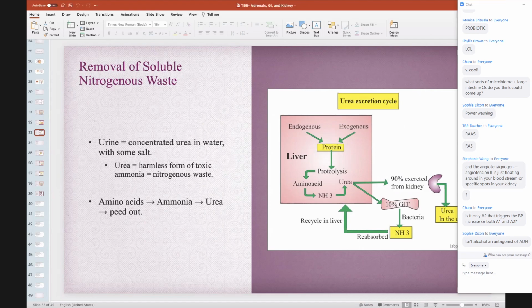And urea is what gives the urine that yellow color. So urea is a toxic substance. We don't want a buildup of it too much. So what we're going to do is we're going to pee it out, and that's what gives urine its yellow color.